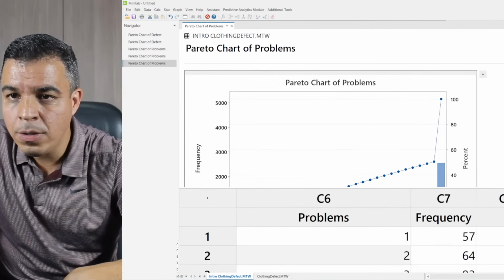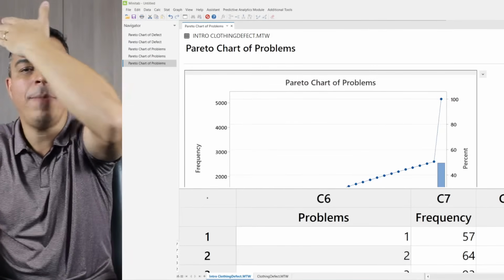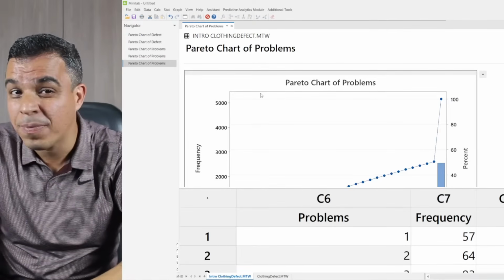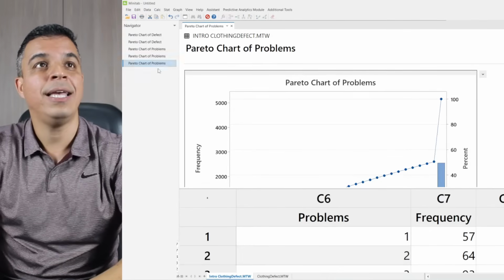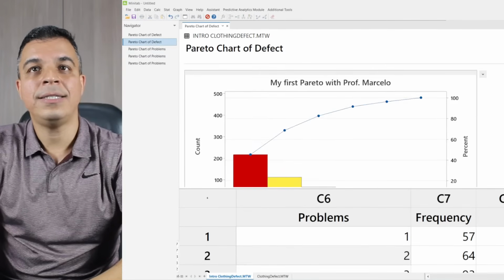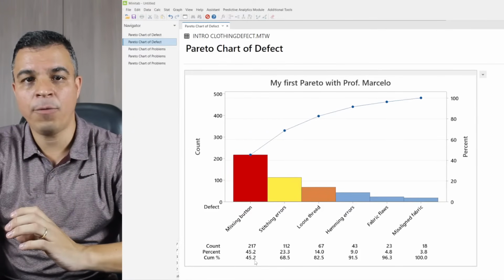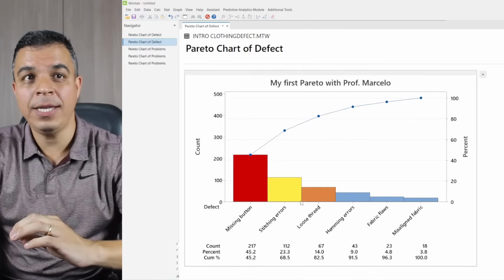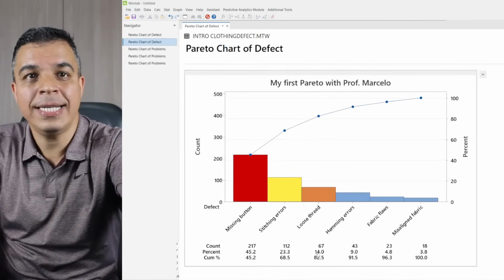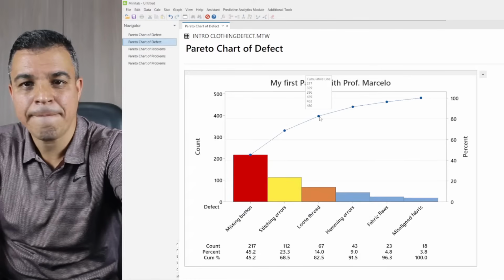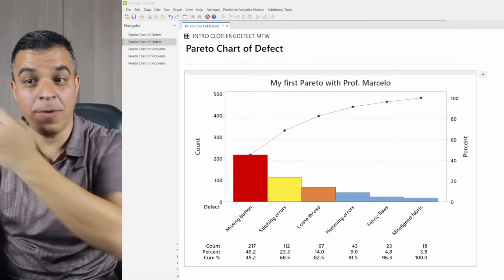Does the curve in Pareto always go up? Yes, always. Ahmed, great question. It always goes up, because it's the cumulative frequency. See that here it's the cumulative frequency. So this data point here is 45.2%. This data point here is 68.5. This data point here is 82.5.